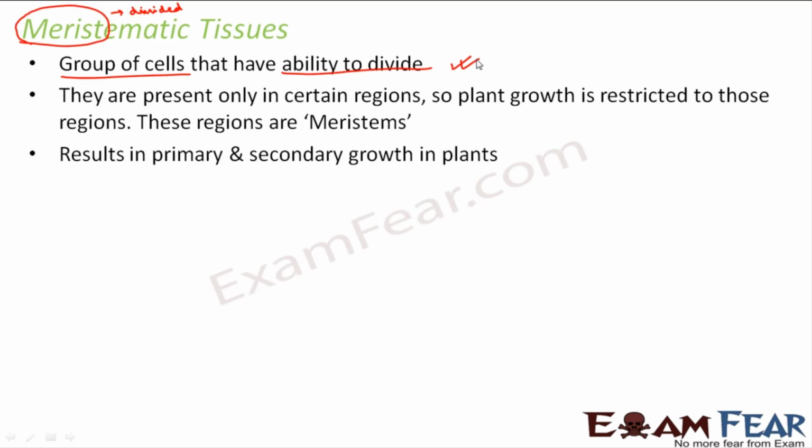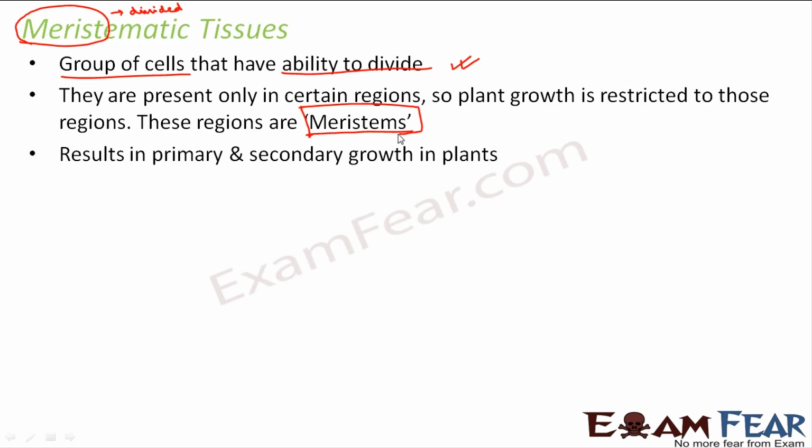If you look at the next point, they are present only in certain regions, so plant growth is restricted to those regions. These regions are known as meristems. That means meristems are those regions of the plant where the growth is more, because meristems are the regions where meristematic tissues are present. It is very obvious, right, that in a plant, wherever you have tissues which have the capability to divide, only there will growth take place. So these tissues are only present in certain regions, and those regions are known as meristems.